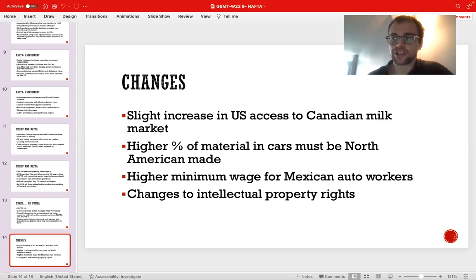It installed the creation of an interagency committee that will monitor Mexico's labor reforms. It established key benchmarks for Mexico's labor reform implementation process.